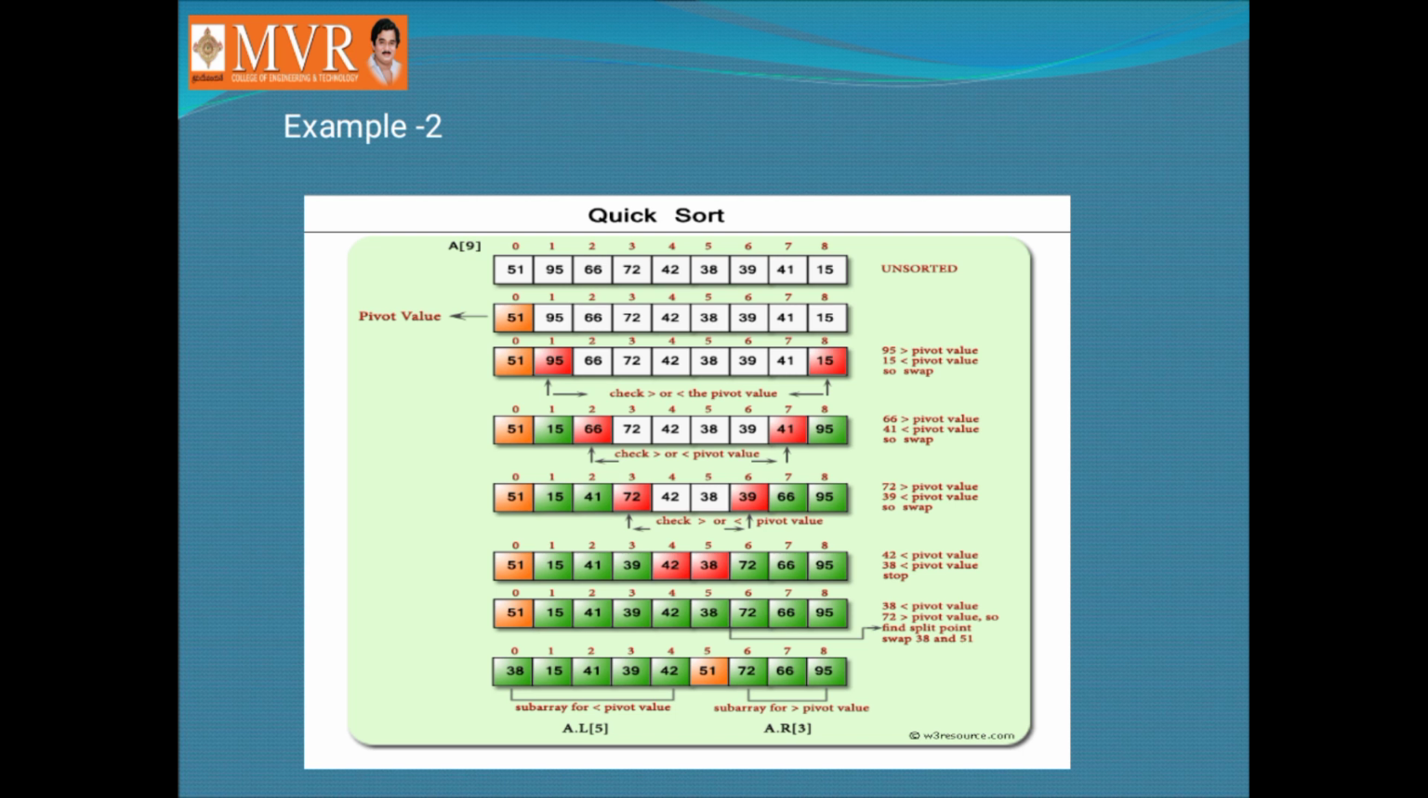Now again after this step, you will be considering a pivot element in the left sublist and divide it into different partitions. And again in the right side also you take one pivot element, let it be 72, and perform the partitioning by swapping, that is comparing and swapping.